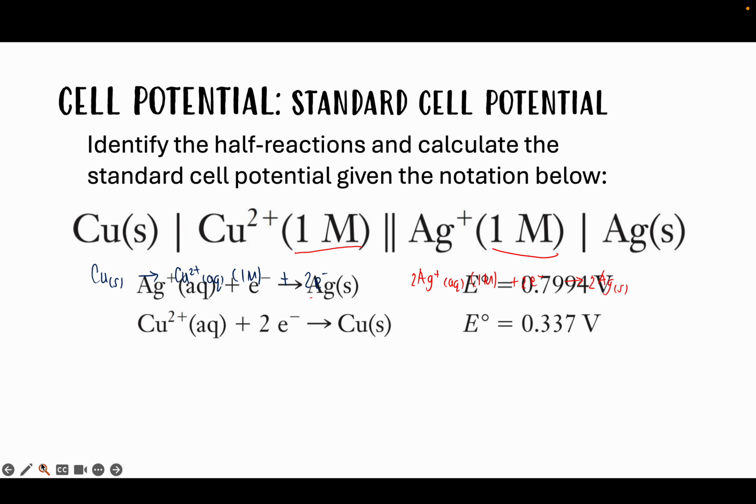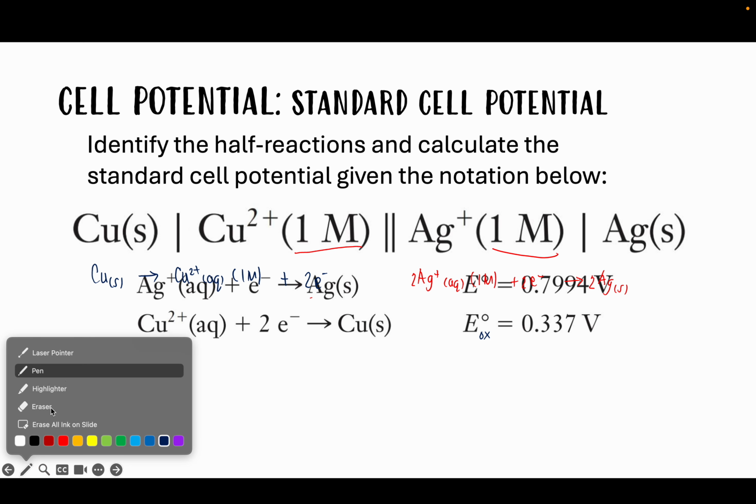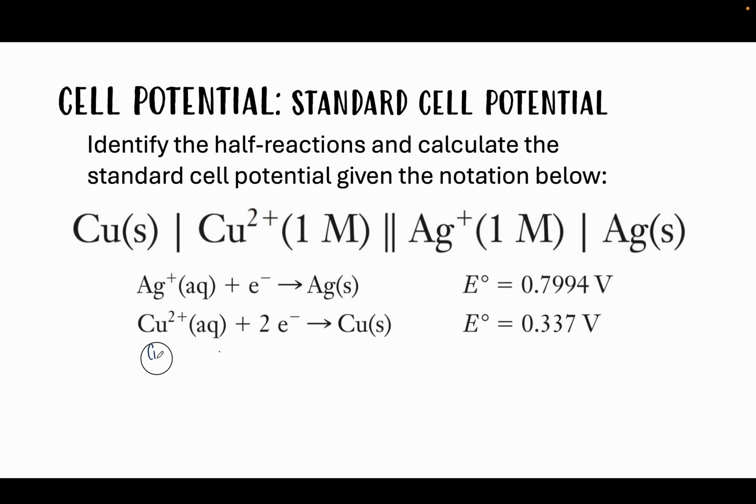So this is oxidation, and the other one is reduction. Since we had to flip this half reaction for copper, the value will also change, right? From positive, it becomes negative. So this gives us a negative value of reduction potential.